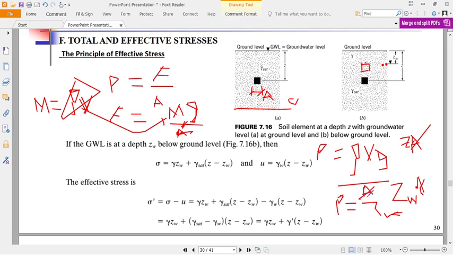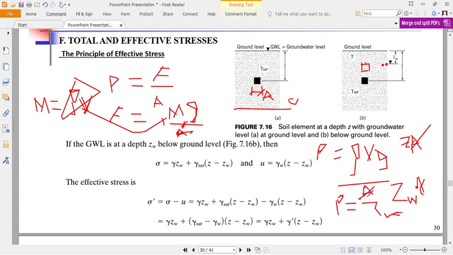The stress at any point Z is equal to the unit weight of soil. That's considered this part, B. Is that okay? The unit weight of this soil times Z_W. Now, if this is the water level, then remember we are looking at the density. The density of soil from here up is the saturated unit density. That's why you get Z minus Z_W, the height from here up to here, times its density. Is that okay? That will give the total stress.